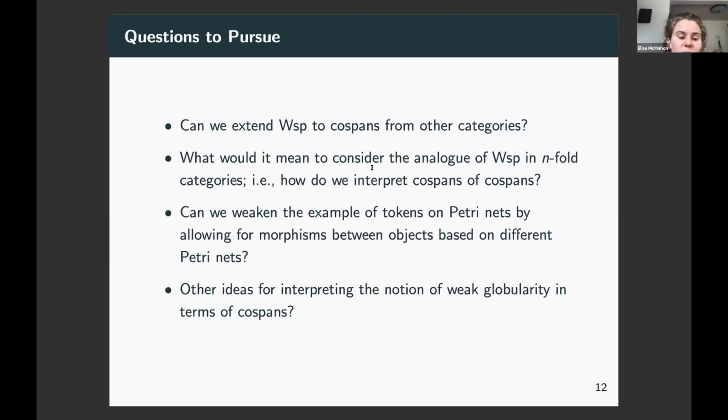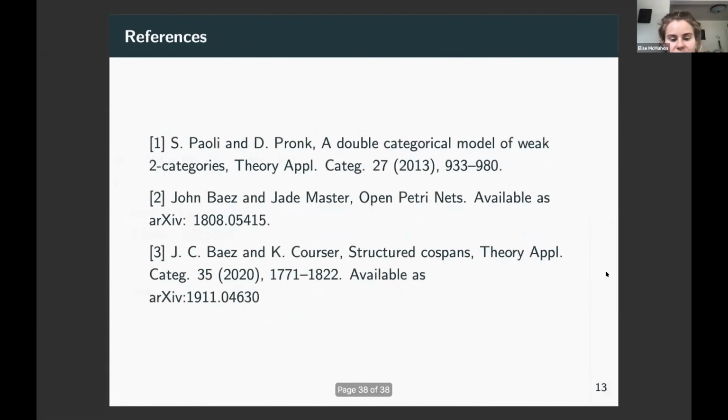And then a last question we want to pursue, and if anyone has ideas that they want to let us know on these questions, is if there are other ways to interpret the notion of weak globularity, especially in terms of cospans. Here are our references, and thank you.